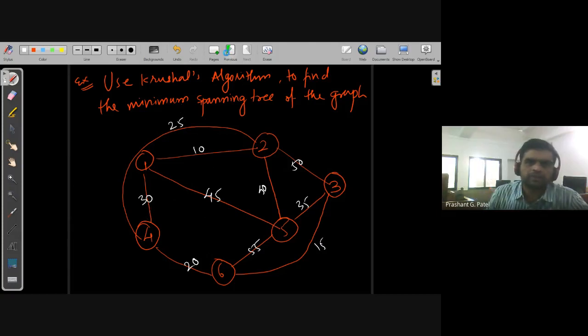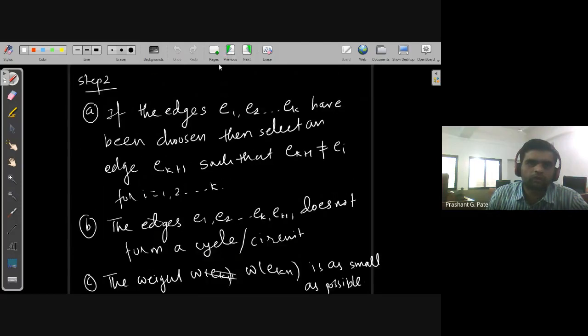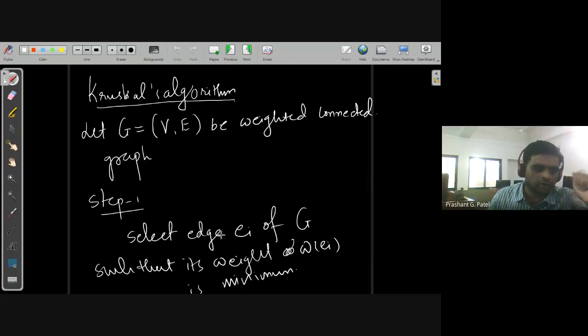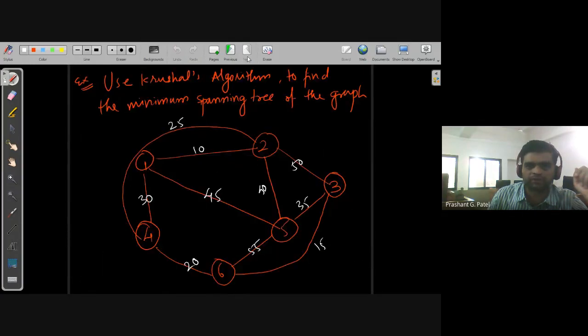So as per this algorithm, the first step tells you that you have to select an edge Ei such that the weight will be the minimum out of this. So we have to select an edge which has a minimum weight. So the edge we have is this edge, 1 to 2. The 10 is the weight which is a minimum one. So we'll do that.